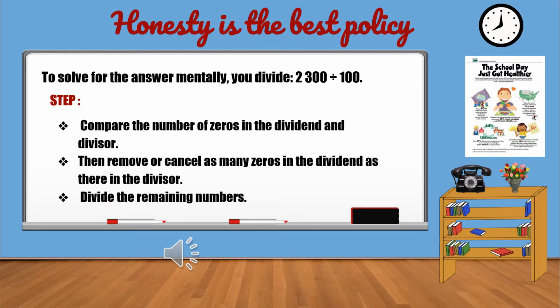To solve for the answer mentally, we divide 2,300 divide 100. Okay. Step. First, compare the number of zeros in the dividend and the divisor. Then, remove or cancel as many zeros in the dividend as there in the divisor. And then last, divide the remaining numbers.